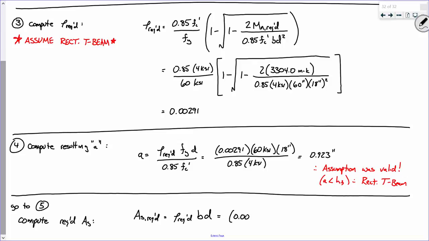So 0.0291. What's b? 60. Yeah, it's not the web. It's the whole thing because the stress block is that wide. So, and d is 18. So what does that come out to be? 3.14.